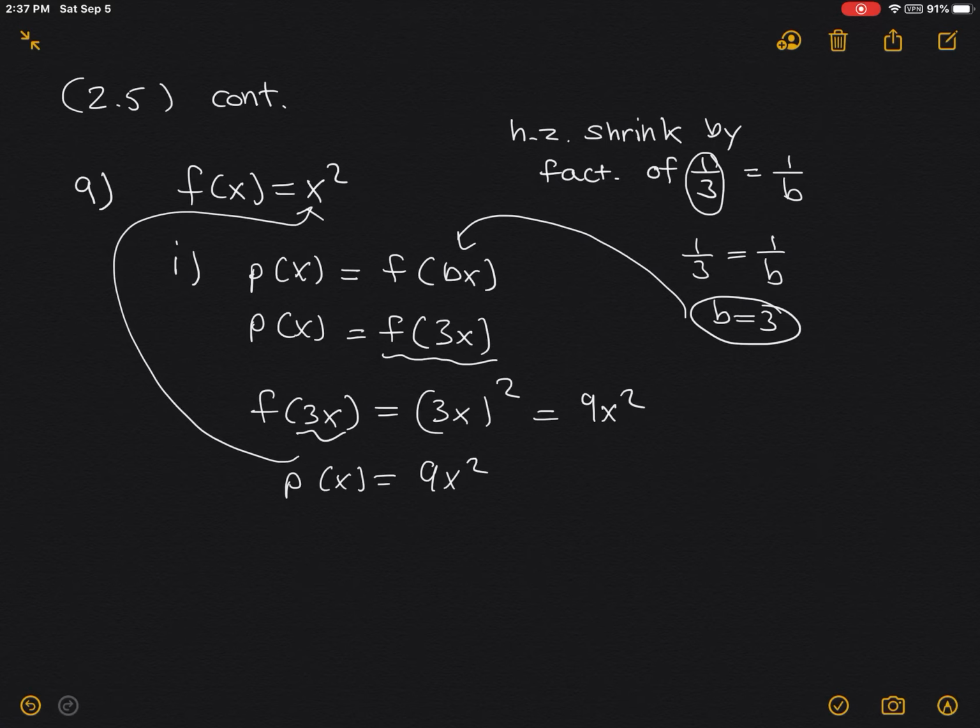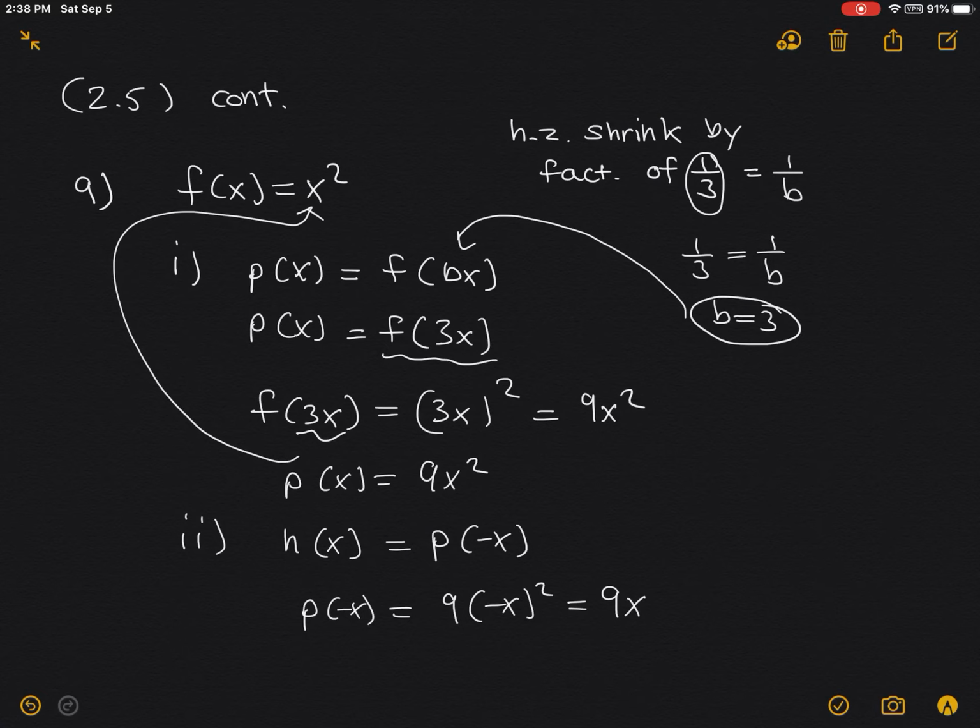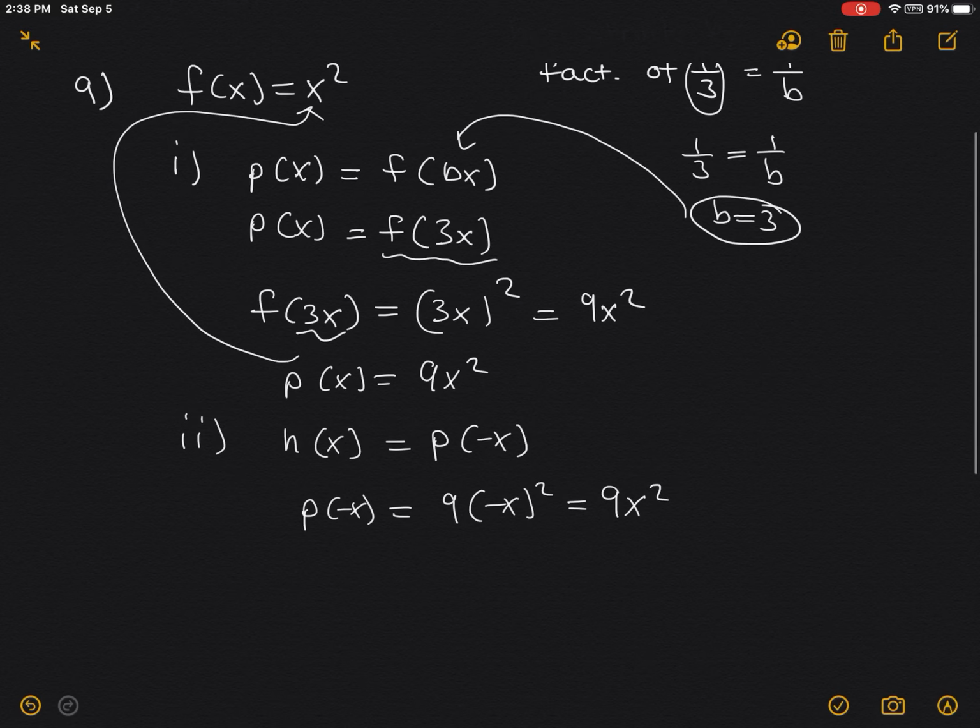But I also have to do a reflection over the y-axis, right? So again, another dummy function, we'll say h of x, right, is equal to p of negative x. This is a reflection over the y-axis. And then I have to figure out what is p of negative x. p of negative x is 9 times negative x quantity squared. It's still the original function, okay? So again, you want to split this up. Dummy function, okay? So the final answer, right, is write a rule for G.